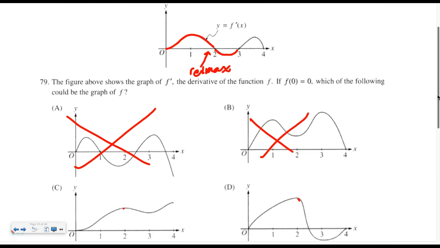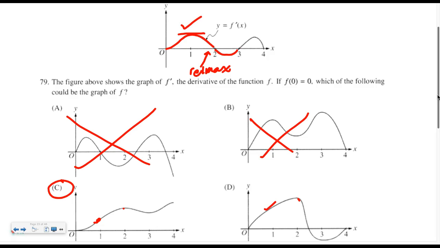I also need to have a second derivative right here of 0. I have an inflection point there. Kind of looks like I have one right here. It looks like there's a little change. There totally isn't a change in concavity there. So I don't even need to go any farther. Just analyzing the first part of the graph of f prime leads me to C.